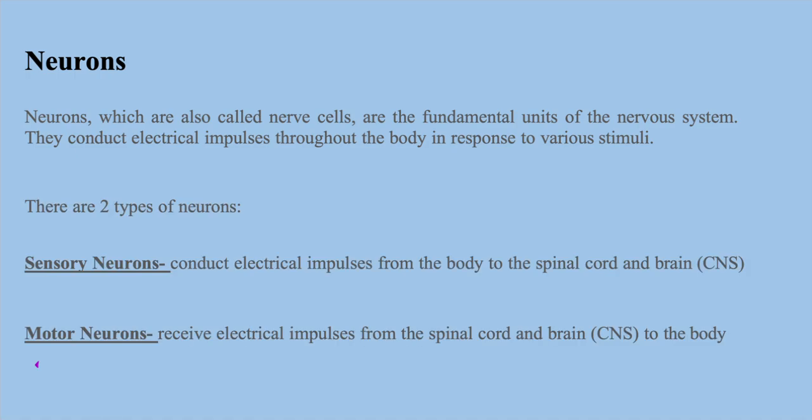And there are two types of neurons that we are going to be discussing: sensory neurons and motor neurons. Sensory neurons conduct electrical impulses from the body to the brain and spinal cord. So, from the body to the CNS is sensory neurons. And motor neurons conduct the electrical impulses from the brain and spinal cord to the body. So, sensory neurons, body to CNS. Motor neurons, CNS to body.